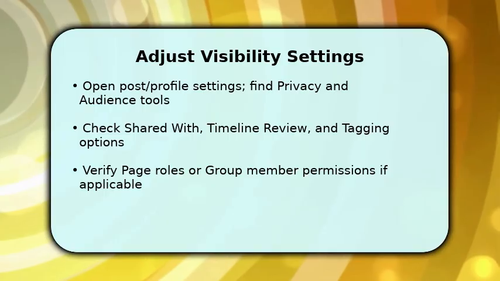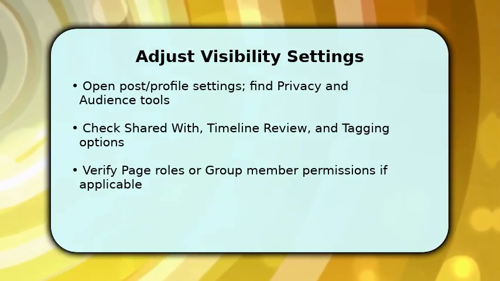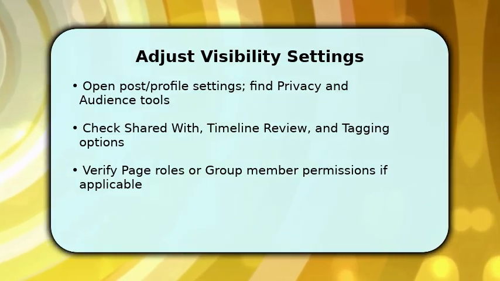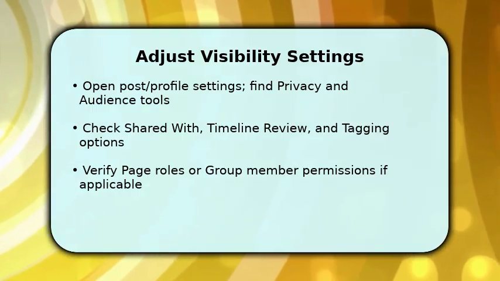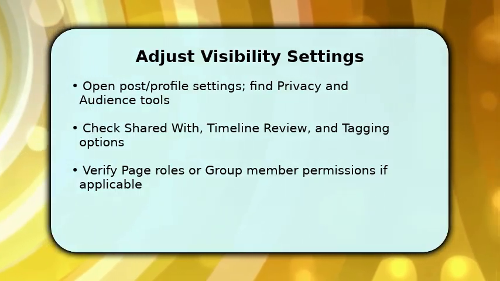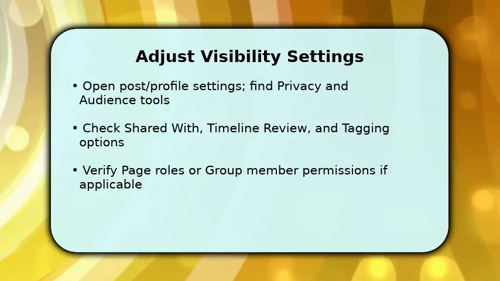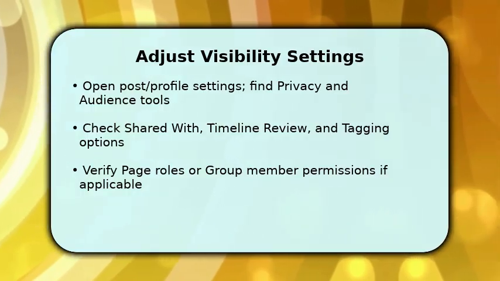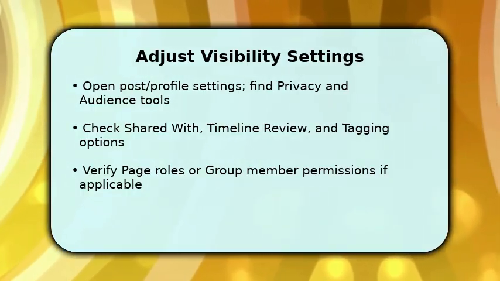Go to the specific post or profile settings, tap Privacy or Audience, and inspect who it's shared with. Changing from Friends to Public or Custom can restore visibility options. Also check Timeline Review and Tagging settings because pending tags or review rules hide certain options.